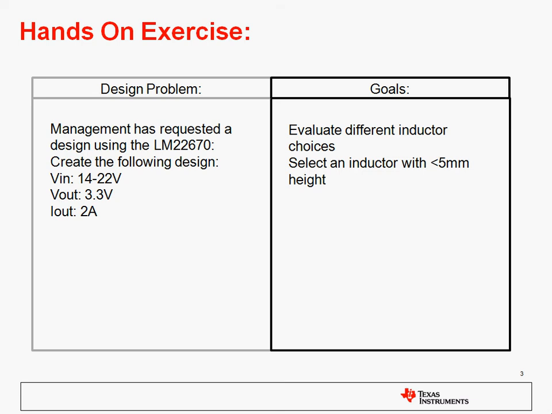Now we're going to do a hands-on exercise with a live demo of Webbench. The design problem includes a design that was requested by management using the LM22670 with an input of 14 to 22 volts, an output of 3.3 volts, and a current of 2 amps. We're going to evaluate different inductor choices and try to choose an inductor with less than 5 millimeters of height.